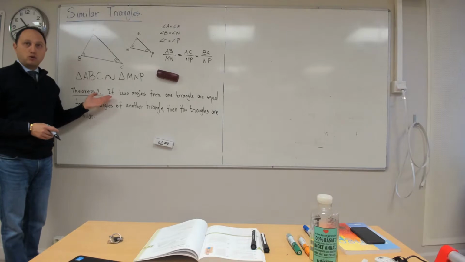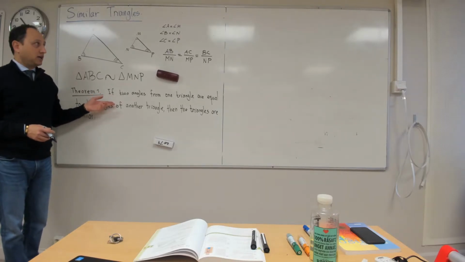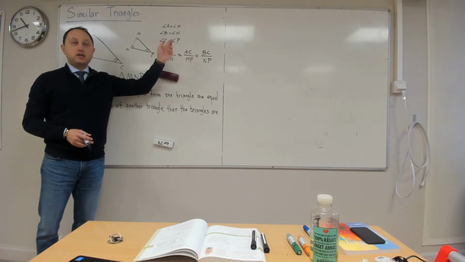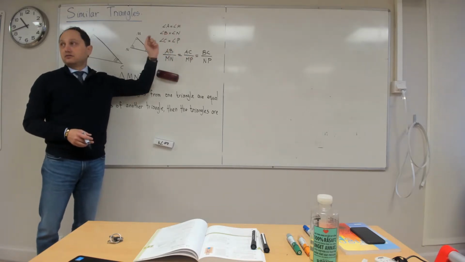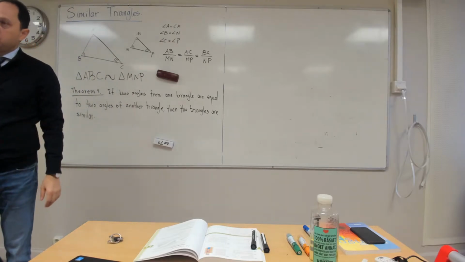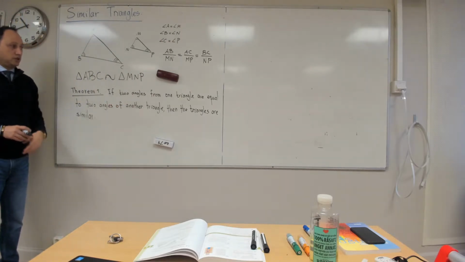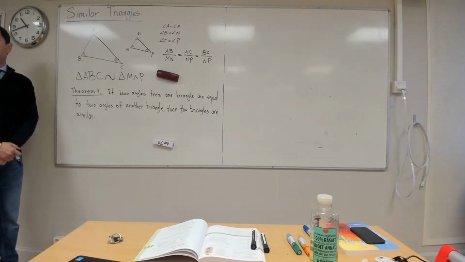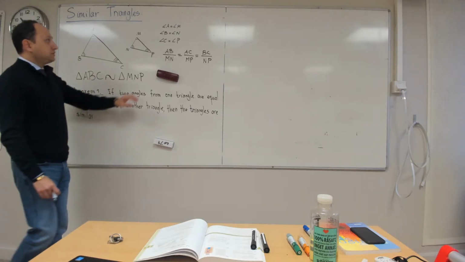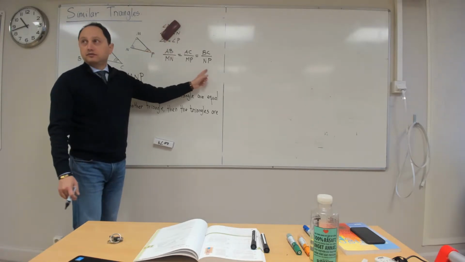But this is claiming much more. This is claiming that instead of checking these five equalities, you just check two of these angles. If they are equal, then you can conclude that the triangles are similar. You can, by the way, think about why that would be the case. This is one theorem. Another theorem tells you that this one is enough.